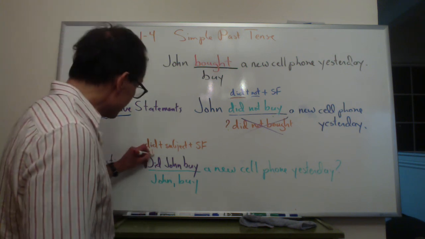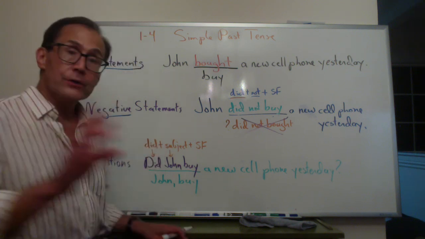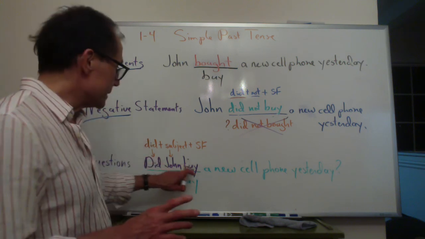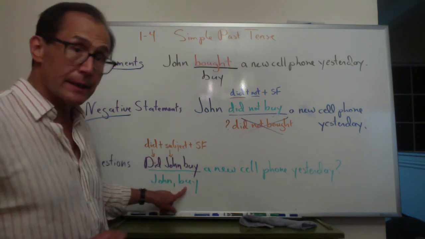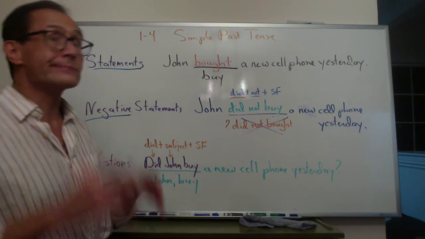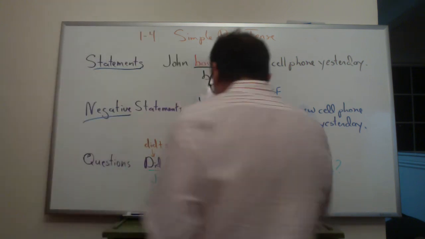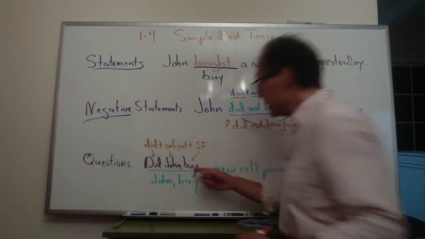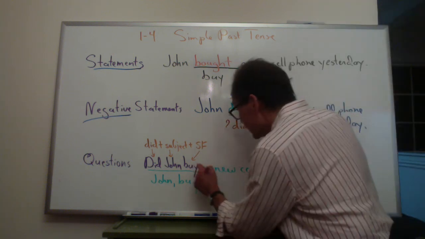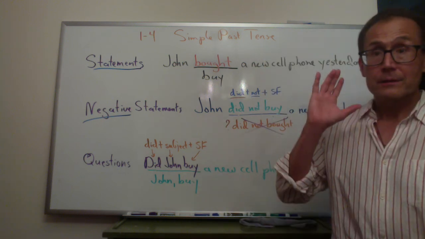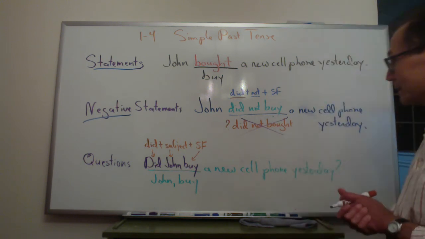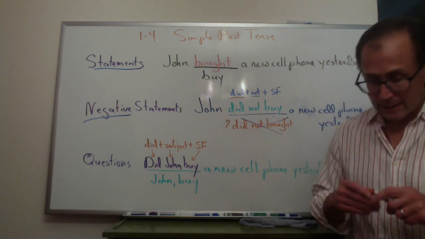So here I have the word did, and here I have the subject. You'll remember that the subject is the person or thing that does the action. So here the action is buying. Who's buying? Oh, John is buying. John is the person that's doing the action. John is the subject. And then I have simple form, buy. Again, notice simple form, not bought, buy. And not buys. No S on that. Just simple form. No S, no ed, no ing. Did John buy a new cell phone yesterday?